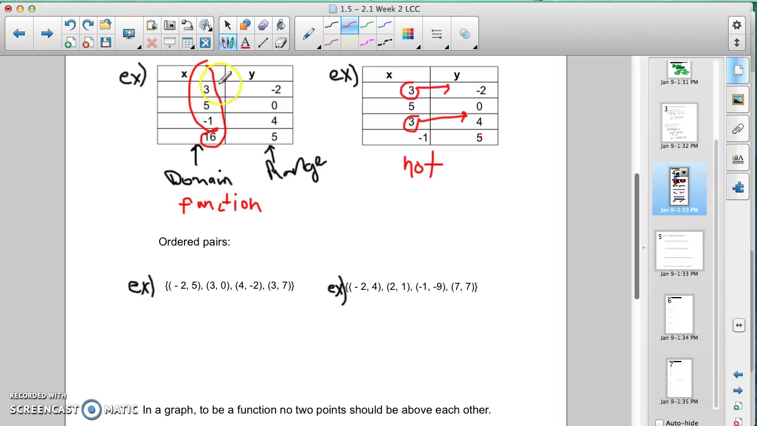Now we can also make a chart look like ordered pairs. So this could be the same type of problem, but it's not in a table, it's in a list of ordered pairs. We would still be looking at whether we have mappings. -2 goes to 5. Is there another -2 in the list? No. So that value is okay for the function. This one's 3 sending to 0. Is there another 3 later on the list? There is. So this is a problem.